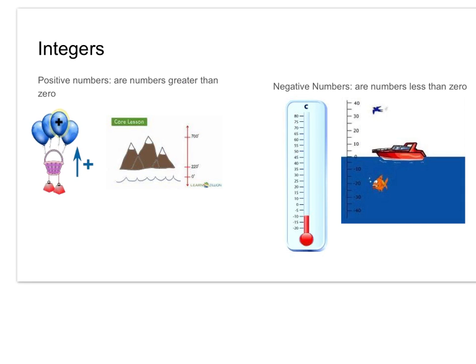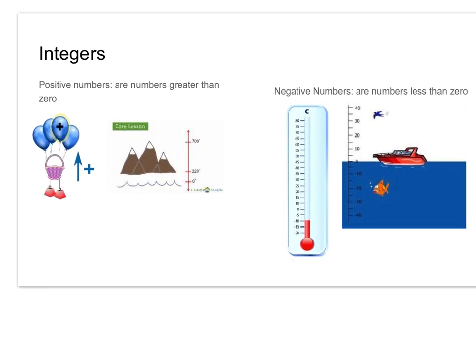So if you're a visual person like myself, I included some pictures. Positive numbers are numbers greater than 0. So if you think about it, balloons, when they go up, they are increasing. When we think about the mountaintops, the higher the mountains, the greater they are. And you can also think about temperature. The temperature can increase.